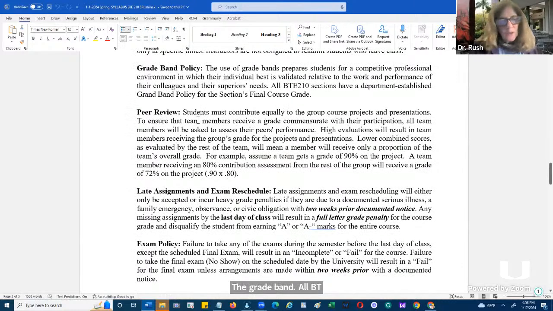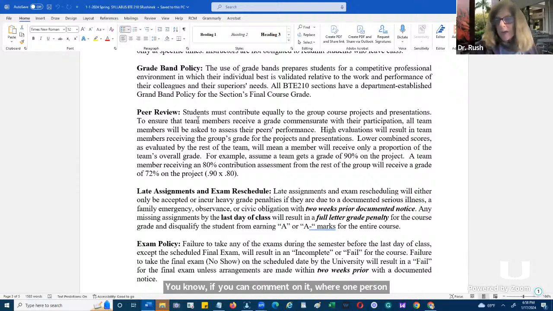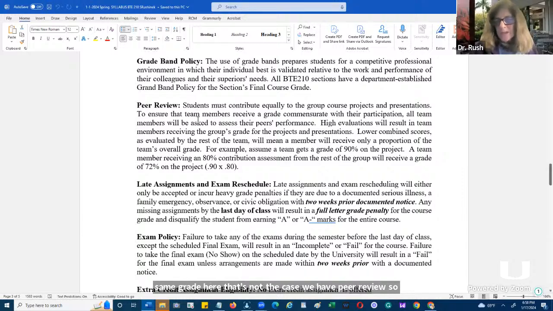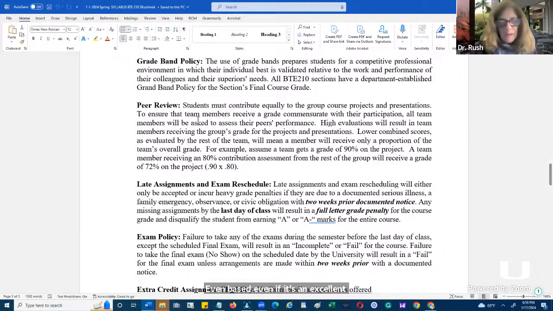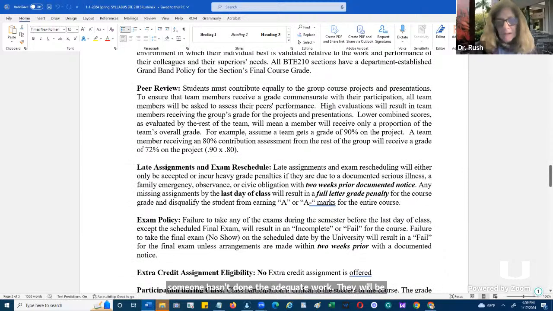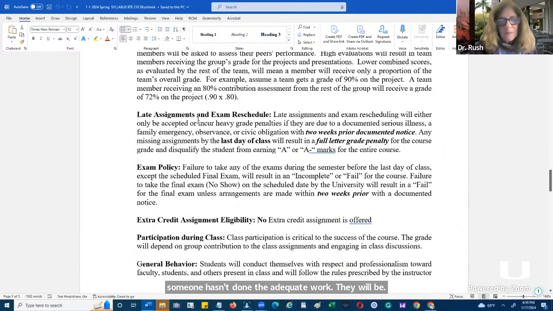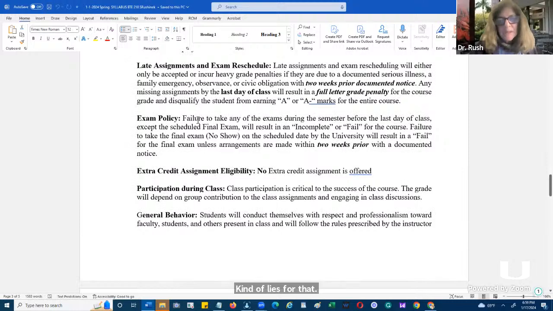Peer review. I don't know if any of you have done work projects where one person does a lot of the work, or two, and three look on and want the same grade. Here, that's not the case. We have peer review. Even if it's an excellent presentation, if someone hasn't done the adequate work, they will be penalized for that. Late assignments. Exams, again, I stress exams will be in person.